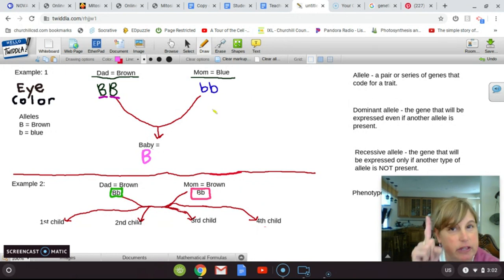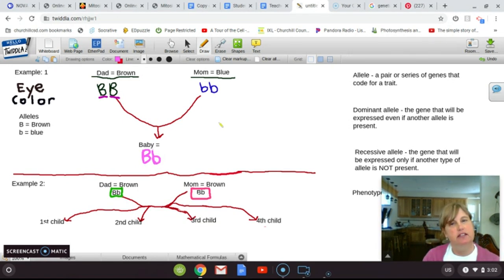Mom's going to donate only one allele. Again, each parent can only donate one gene for eye color to the child, one allele. So in this case, mom says, well, all I can donate is a lowercase b also. So she donates a lowercase b. So when the baby is born, he has a capital B allele for eye color from his dad and a lowercase b from the mom for the eye color allele.